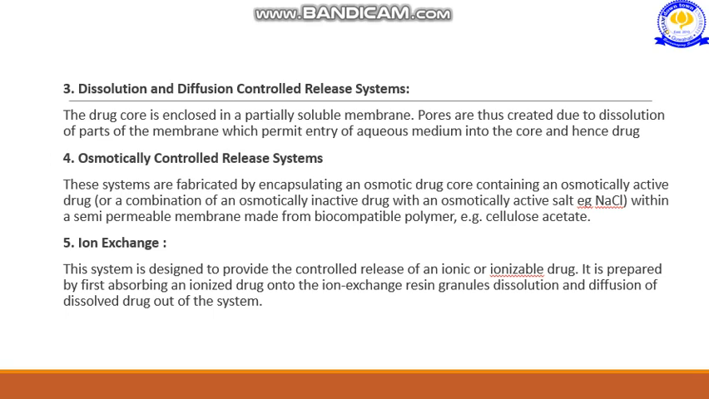Ion exchange part: this system is designed to provide controlled release of ionic or ionizable drugs. It is prepared by first absorbing an ionized drug onto the ion exchange resin granules, followed by dissolution and diffusion of the dissolved drug out of the system. So it is a specific type of system, and it can also be used as an approach for controlled release drug delivery systems. So we are going to end this session over here, and we are going to move on to our third part.